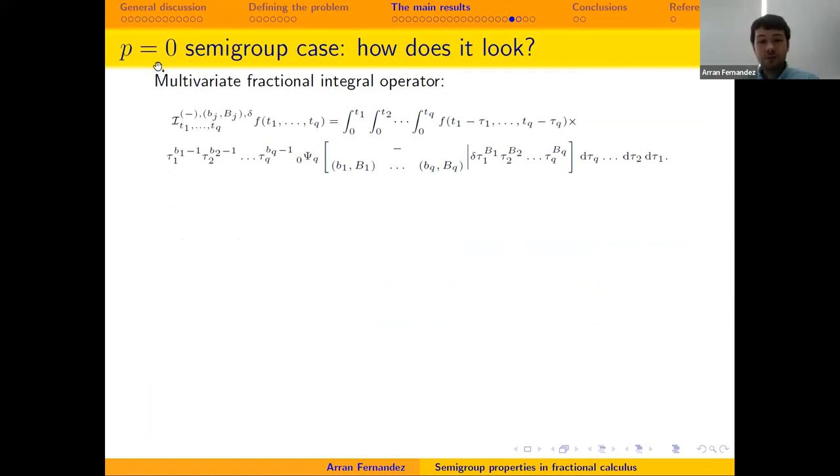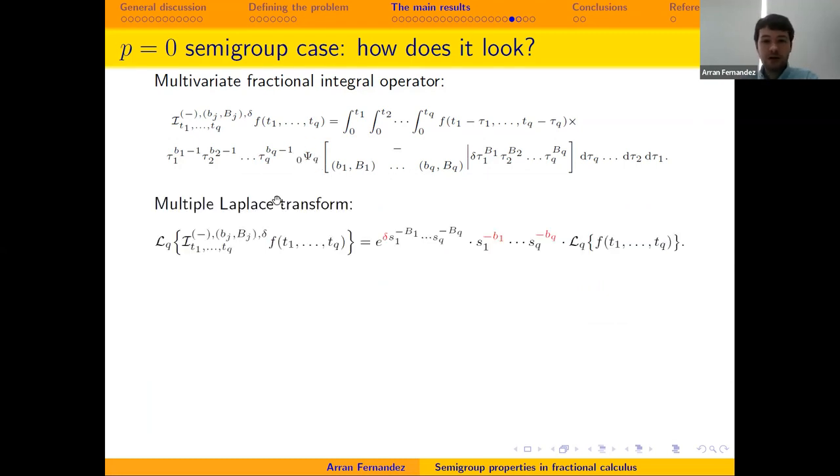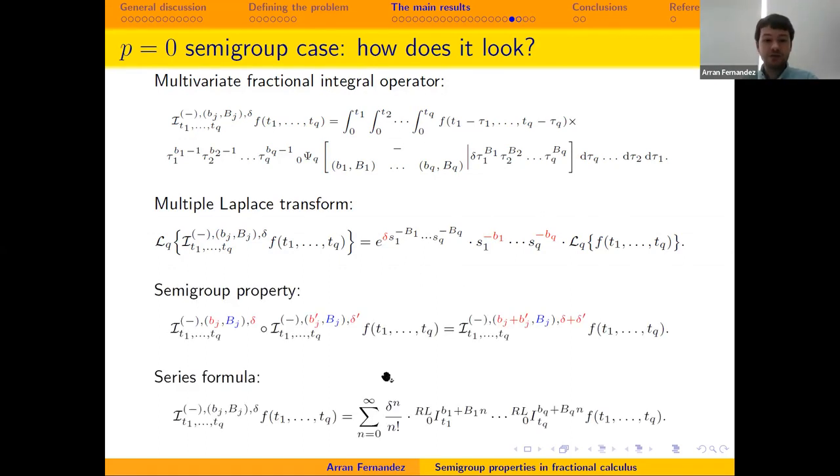So if p equals 0, here is the multivariate fractional integral operator, Fox-Wright function size 0q. The multiple Laplace transform looks like this. Now, interestingly, you can see that all the semigroup parameters appear as exponents. And that's why you have semigroup in those parameters, because it is an exponent. When you multiply together, you are adding the exponents. Here's the semigroup property, and here is the series formula.